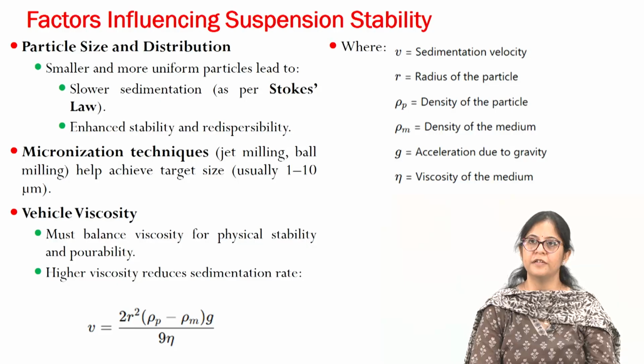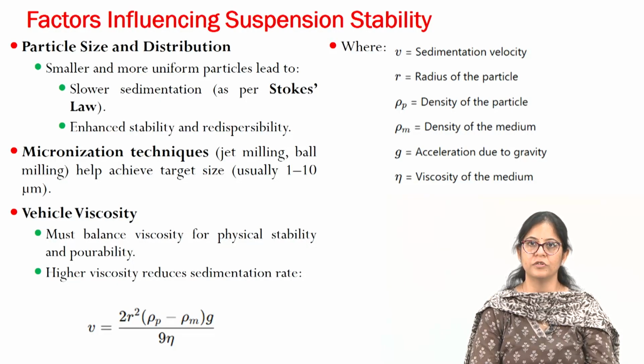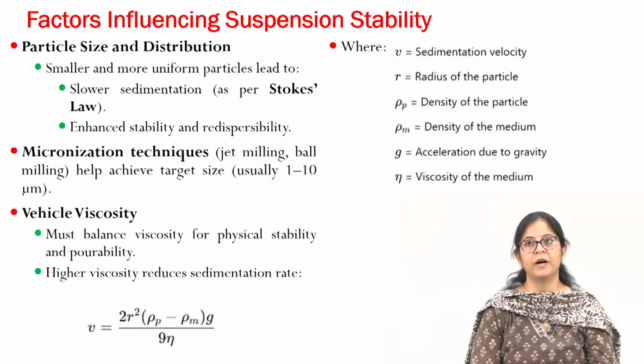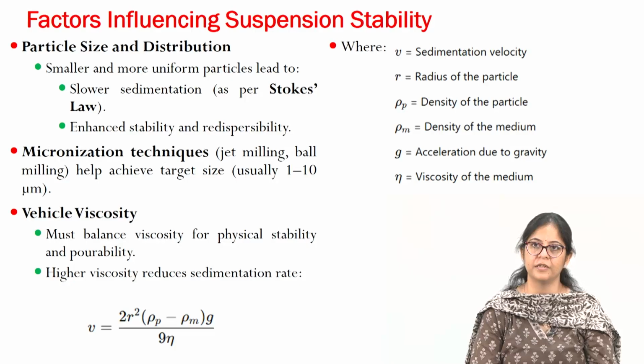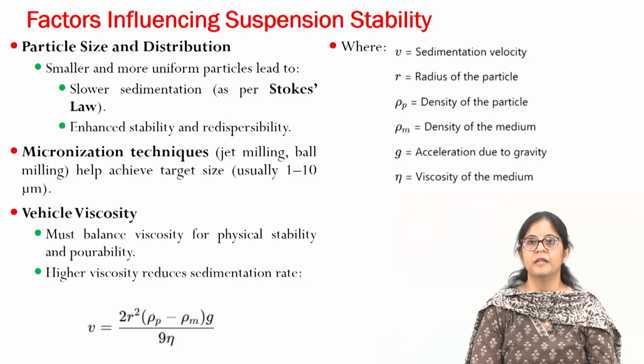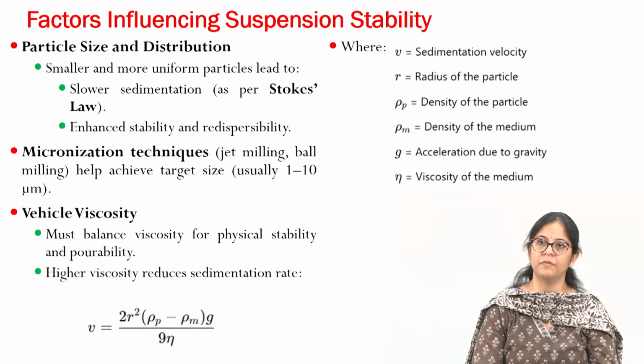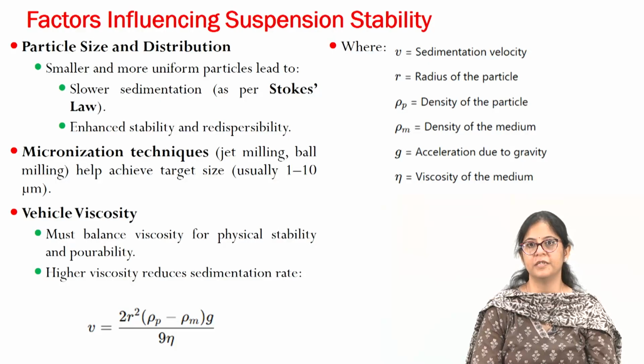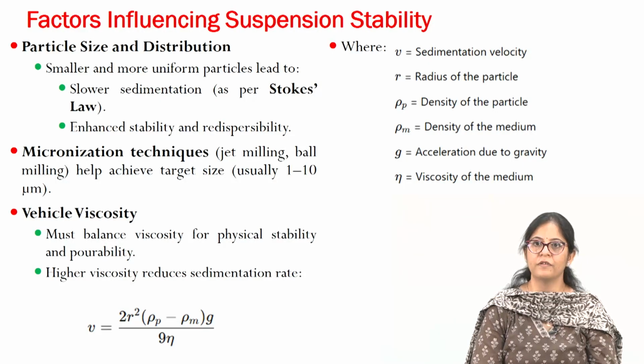The factors which influence suspension stability are the particle size and its distribution. Smaller and more uniform particles are required, and this leads to slower sedimentation as per Stokes' law, and enhanced stability and redispersibility. Micronization by jet milling, ball milling or any other technique can help achieve the target size. The vehicle viscosity must be balanced for physical stability and pourability. Higher viscosity reduces sedimentation rate.